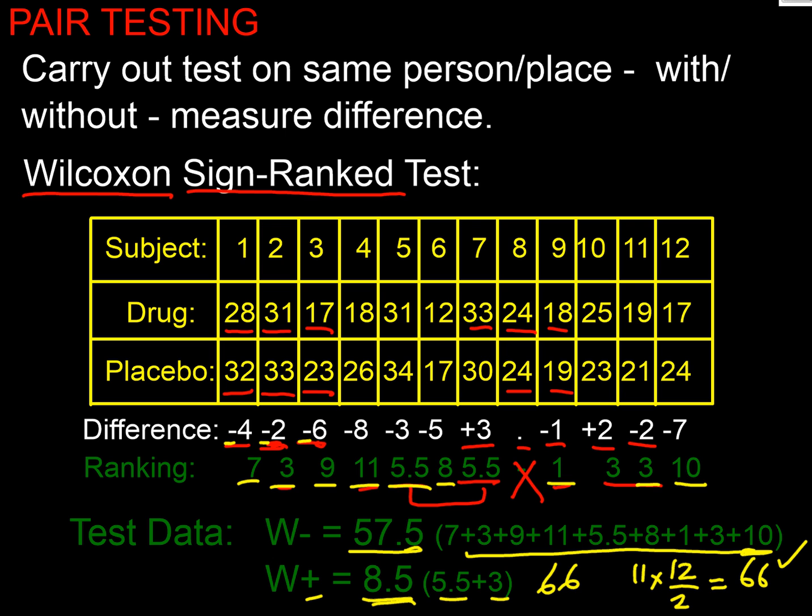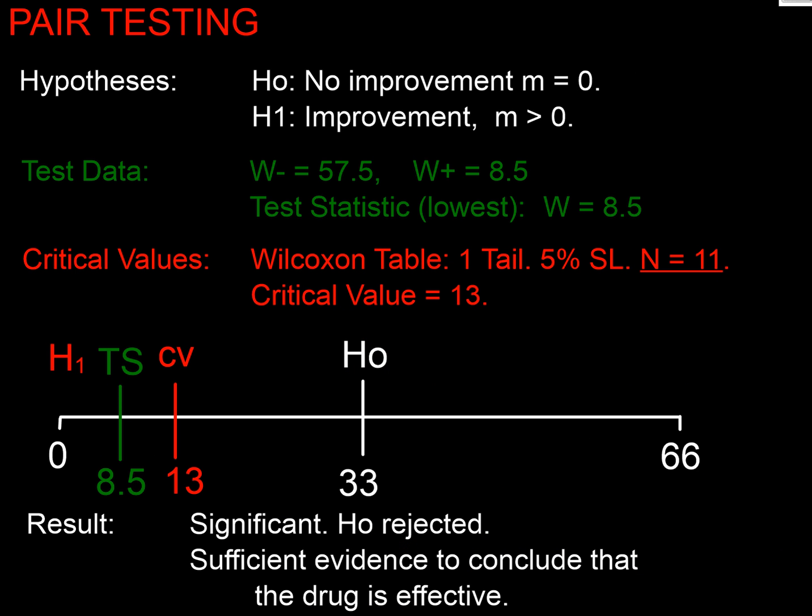Okay, so now we're going to use those 2 Wilcoxon statistics against our hypothesis. Our hypothesis is there's no improvement, i.e. the value is the same, or there is improvement, in which case the value is less, so it should be a less than sign there.